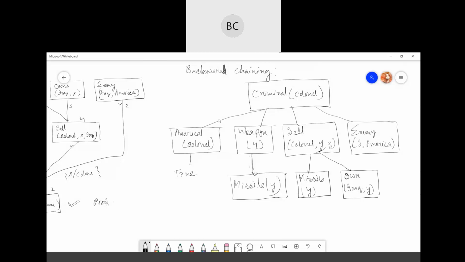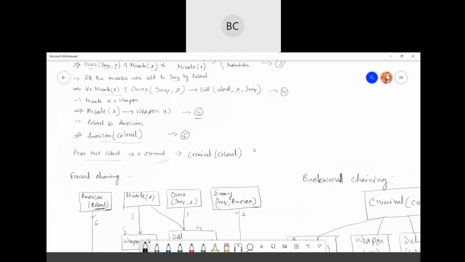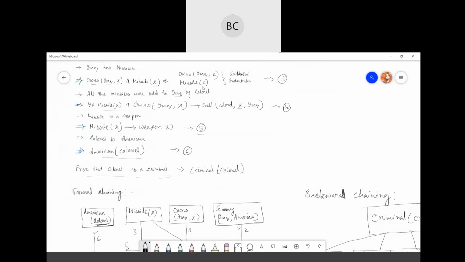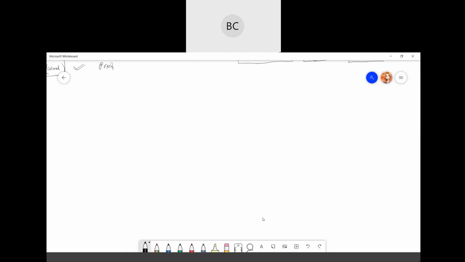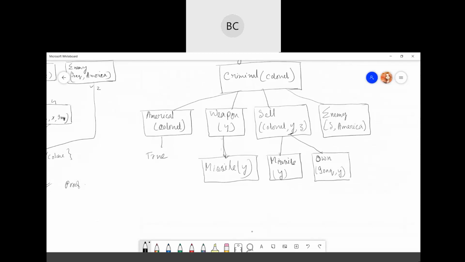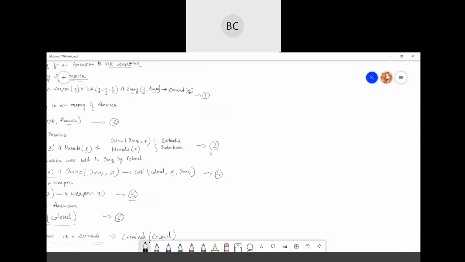Now see, we have a single FOL for missile X, right? We have a single fact for owns X and missile X, right? So this part is again true. And missile, same thing. This part is also true, and this owns part is also true, right? Using fact three, the missile part and owns part are true.